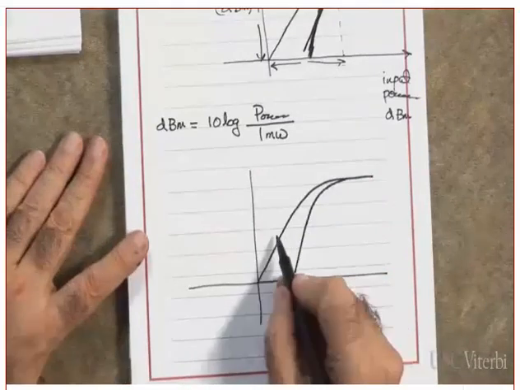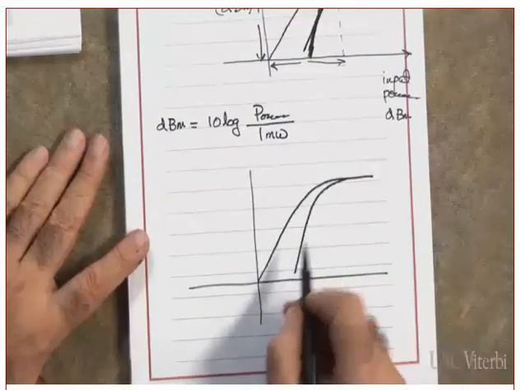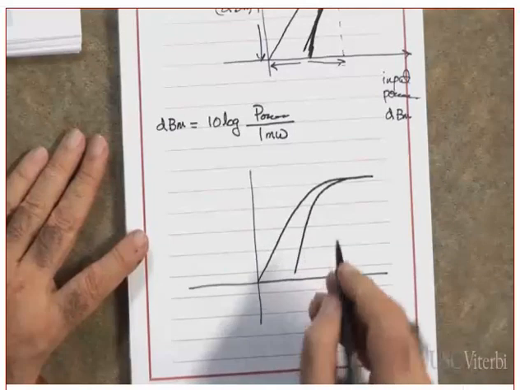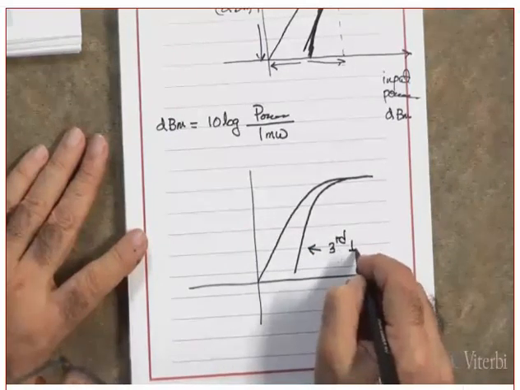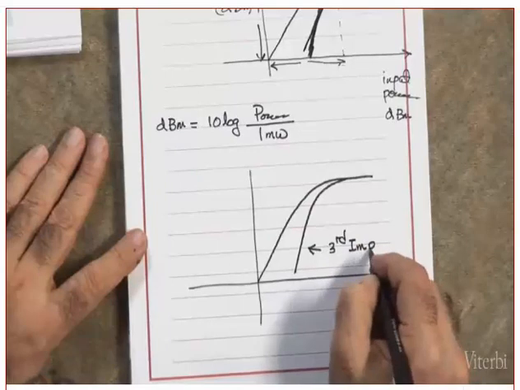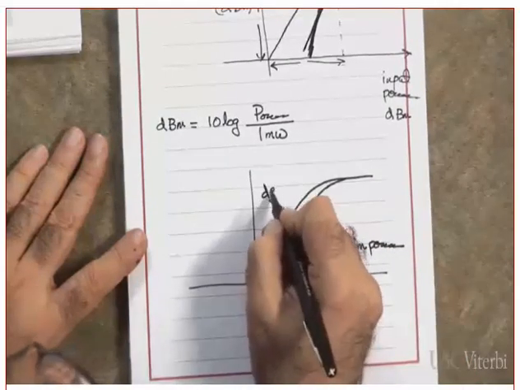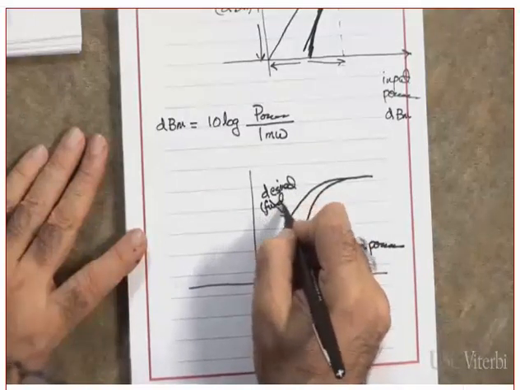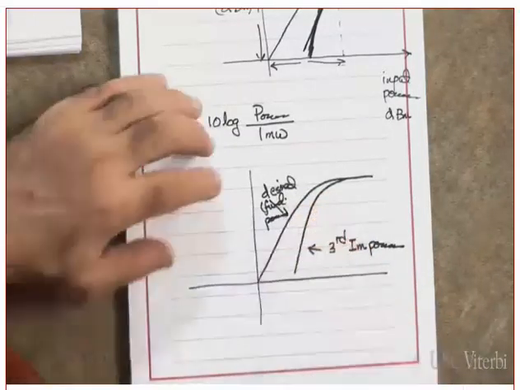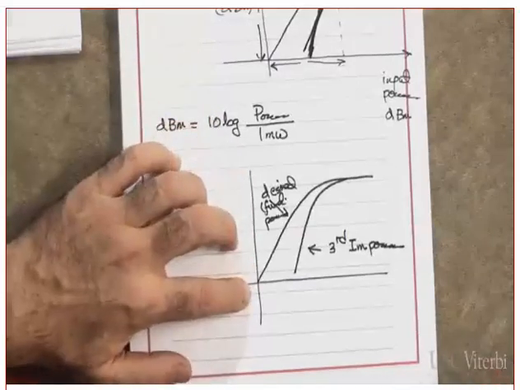Tell me, what do you see, this line and this line? Which one has the higher slope? This one or this one? This one. This is the third intermodulation power. This one is the desired or fundamental power. By the way, it's as measured where? As measured at the output. Did you get this or not?